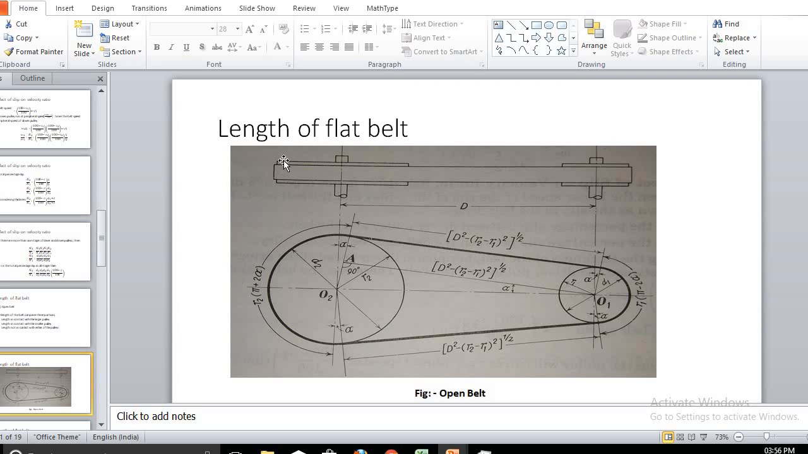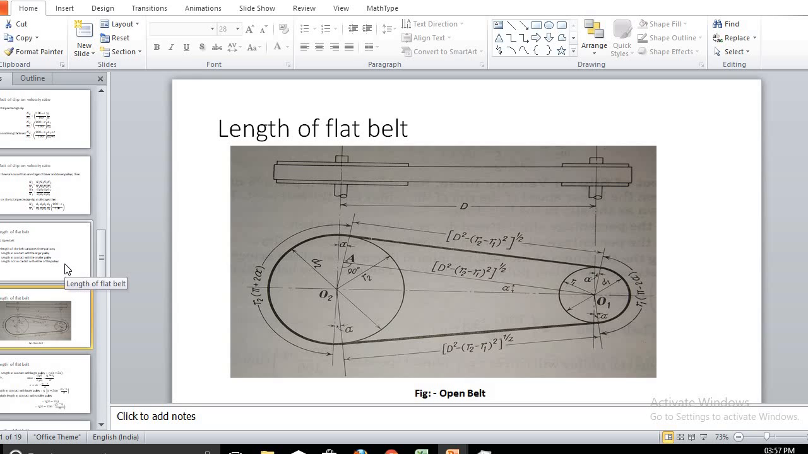On these two shafts, one pulley is attached to each, having different diameters. On this shaft, this pulley is attached, and around these two pulleys one flat belt is provided. Such an arrangement is called an open belt drive. These open belt drives are used to join two parallel shafts.